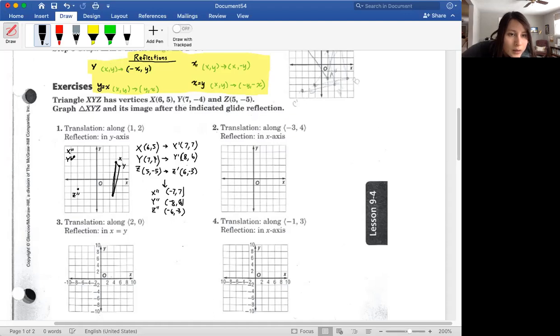Now I connect my points. There it is. See how it's reflected over this y-axis, but also it's moved up 1 and over 2. So it's not quite an exact reflection because there's also been some movement that's gone on. The glide has happened, right? Okay, number 2. So same points again. And I might plot my points because it's the same triangle.